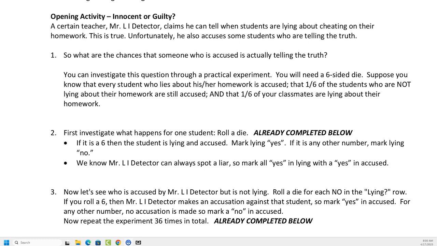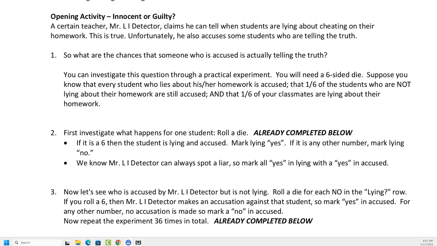So, opening activity here, innocent or guilty. A certain teacher, Mr. Lie Detector, claims that he can tell when students are lying about cheating on their homework. This is true. Unfortunately, he also accuses some students of telling the truth. Does that make sense? So he can always detect a liar, but he doesn't always get the people that are telling the truth correct.